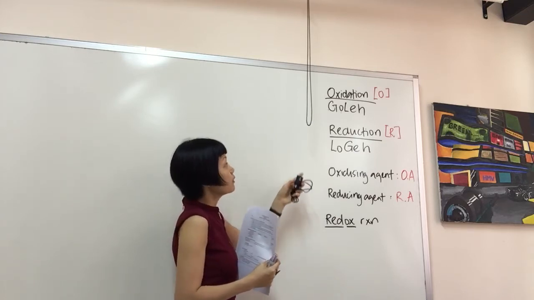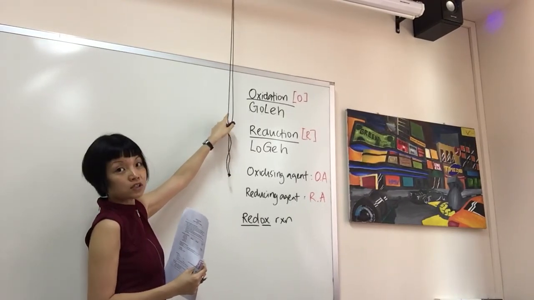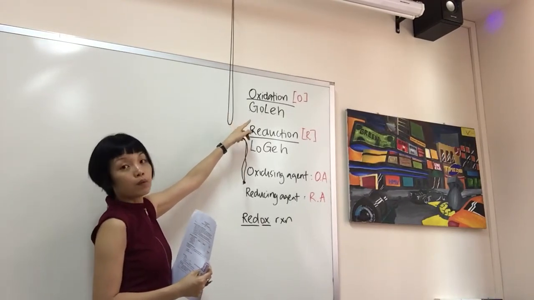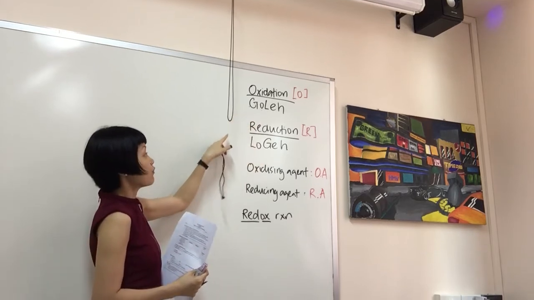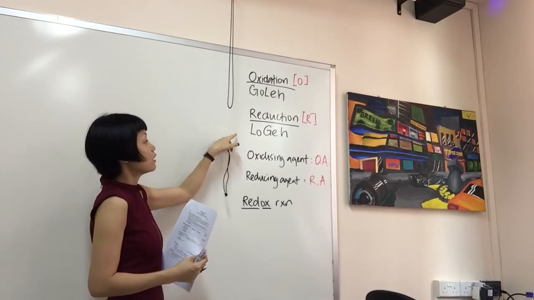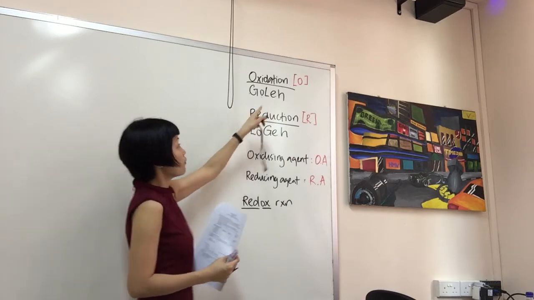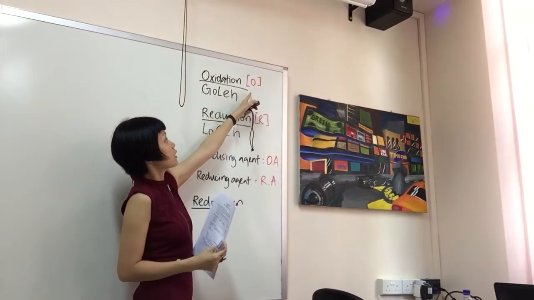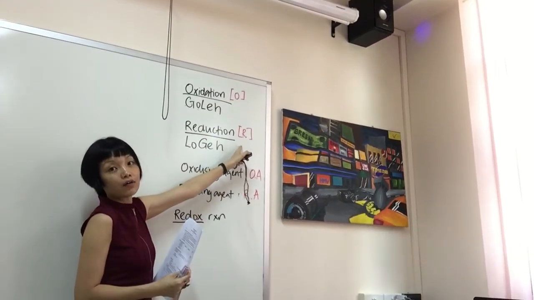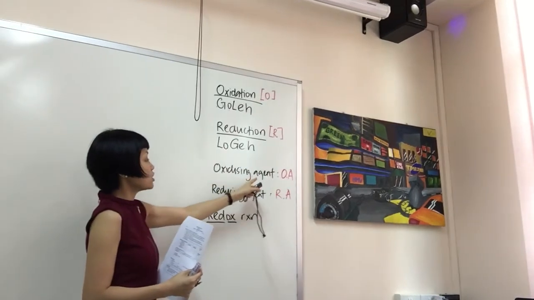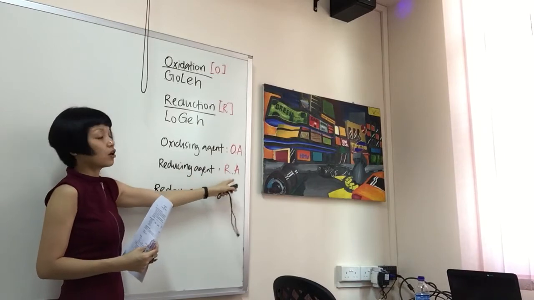To recap, when it's oxidation, how do you remember? In terms of the four ways, you can look at how oxidation has occurred. In terms of OIL RIG, whereby oxidation is gain of oxygen, loss of electrons or hydrogen. And for reduction it's LOGE, loss of oxygen, gain of electrons or hydrogen. For oxidation I'm going to use the short form, the square bracket O, and for reduction the square bracket R. For oxidizing agent, the short form will be O.A., reducing agent R.A.